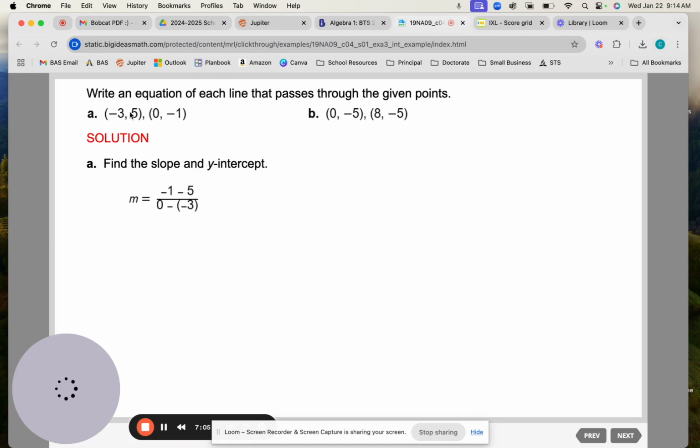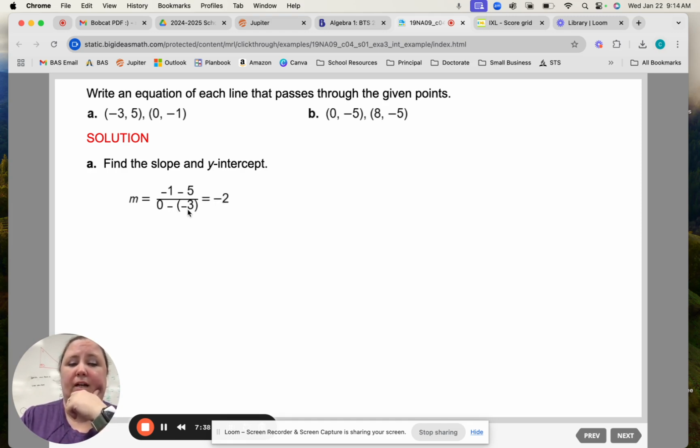Now we're going to plug in the numbers from these 2 points. Does it matter which one I choose first? No, as long as whatever one you choose first, you also choose first when you write the x's. In this case, they chose the second point to be the first. So y2 is negative 1 minus the second y, which is 5. So negative 1 minus 5. And then on the bottom, I have to start with this point first: 0 minus a negative 3.